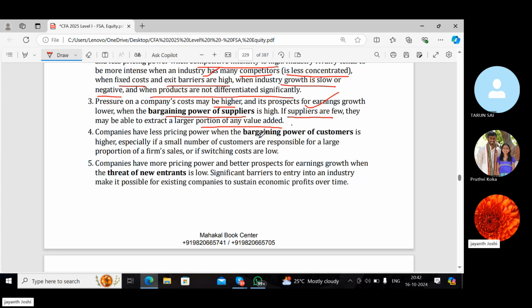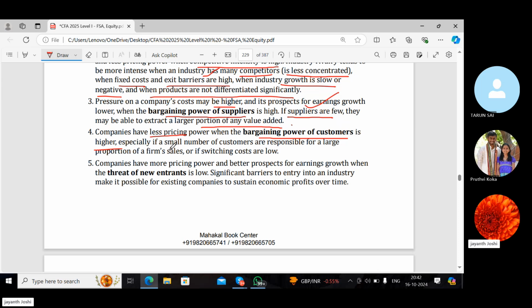Okay, when bargaining power of customers is higher, it's a buyer's market whereby you have to listen to them. You have no other alternative. Customers are pressing you. So then what happens? Your pricing power will be less. You have to sell at lower prices. Especially if you have a small number of very big customers, a handful of customers who are dominating or who purchase in bulk from you, at that point of time you have lesser pricing power and they have greater bargaining power.